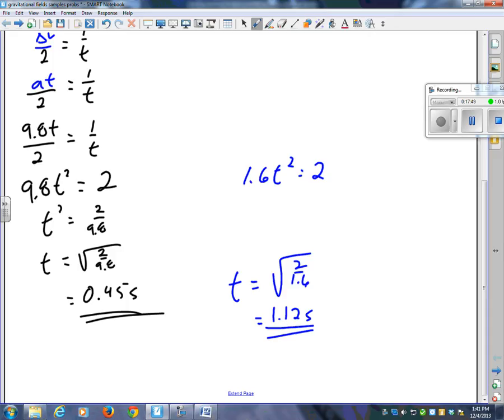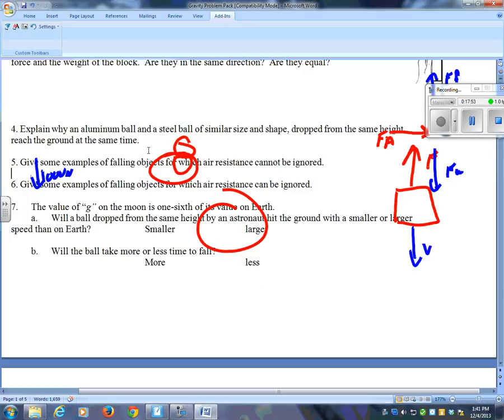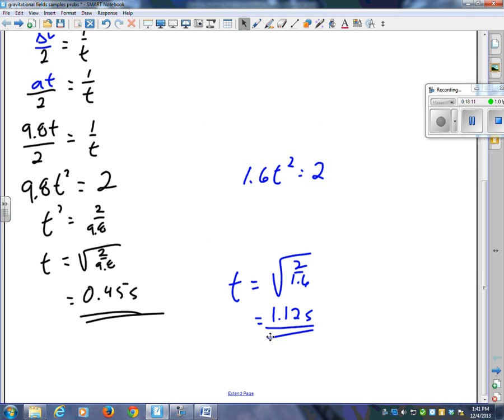Okay, now if I'm not mistaken, the question was way back when, will a ball dropped from the same height by an astronaut hit the ground with a smaller or larger speed than on Earth? I still don't know, but I do know the answer to B, don't I? I should have had B first. Because B said, will the ball take more or less time to fall? On the moon, it will take lots more. But how would we know that it's supposed to be on the moon in that question? It doesn't even say.